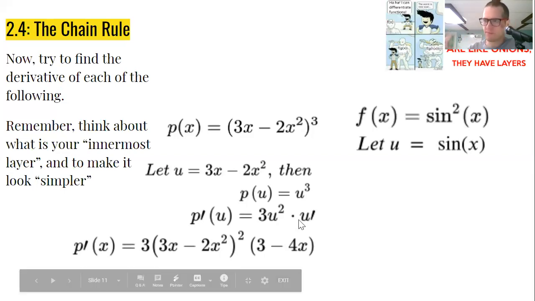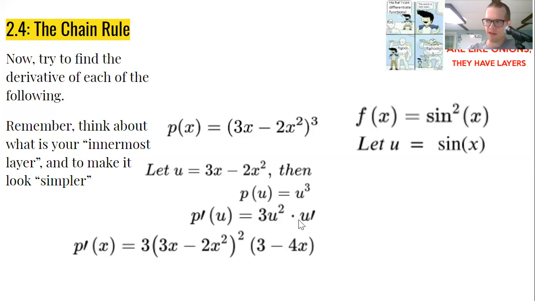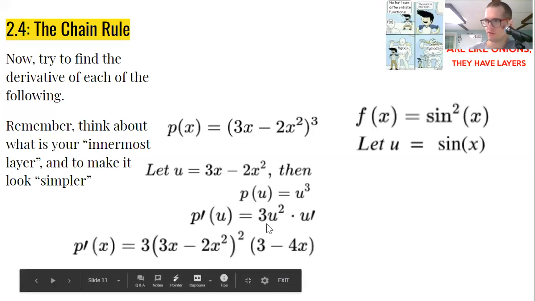Like that's the derivative. But I want to put it back in terms of x because that's the notation that I'm working with. So p prime of x, I just substitute u back in, and then u prime, well, u is 3x minus 2x squared, so u prime is going to be 3 minus 4x. And you can see that right here. Boom, boom, boom, boom.